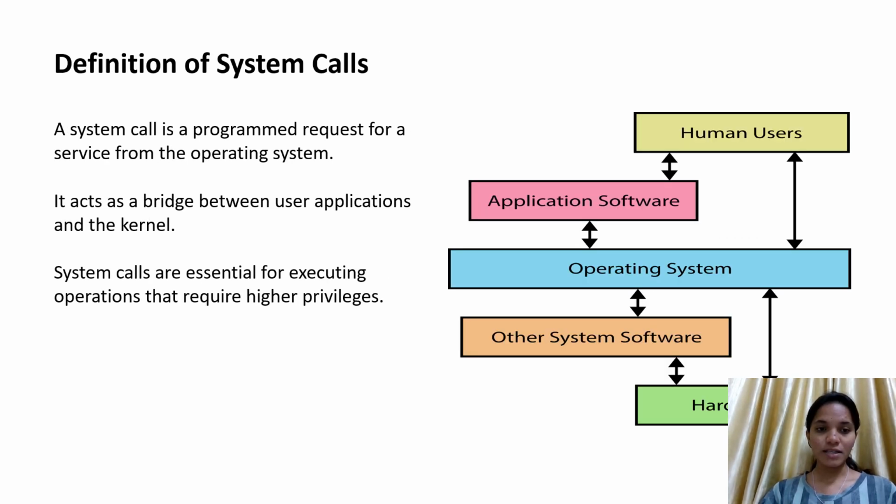Now let us see the definition of system calls. A system call is a programmed request for a service from the operating system. It acts as a bridge between user applications and the kernel. System calls are essential for executing operations that require higher privileges.